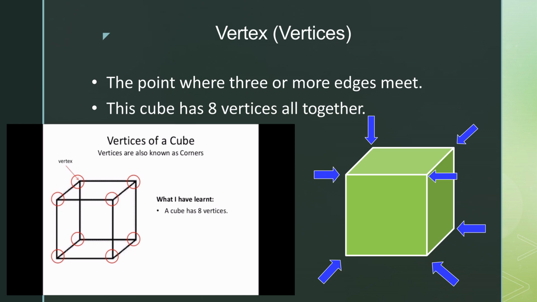Now let's talk about vertex. Vertex is the point where 3 or more edges meet. Now we have a cube. You can see the edges 1, 2, 3. The 3 edges meet at that point. So for a cube, we have 8 vertices altogether. So vertices are also known as corners. So if you count them 1, 2, 3, 4, 5, 6, 7, 8, you discover that we have 8 vertices altogether for a cube and also for a cuboid.